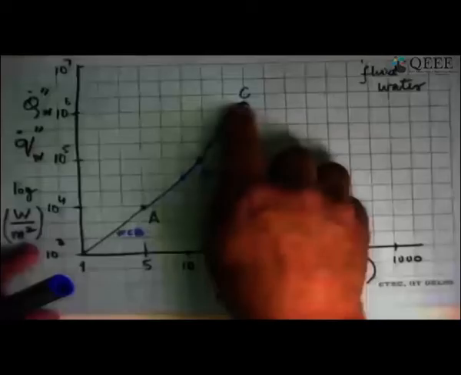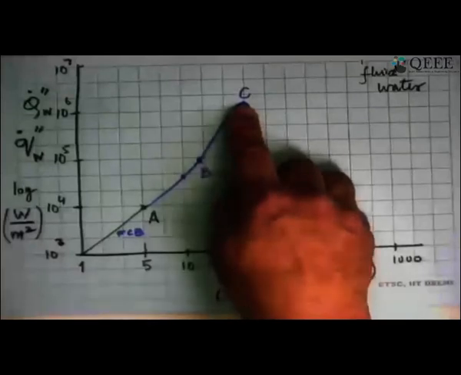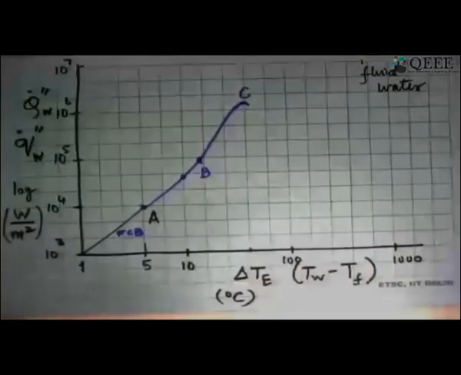Okay, so that takes us to this point where you have a peak happening there, C, and this is called the critical heat flux.